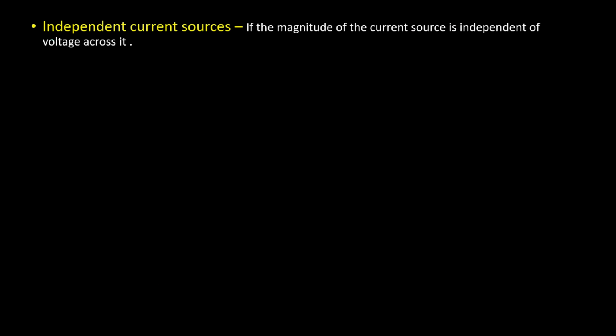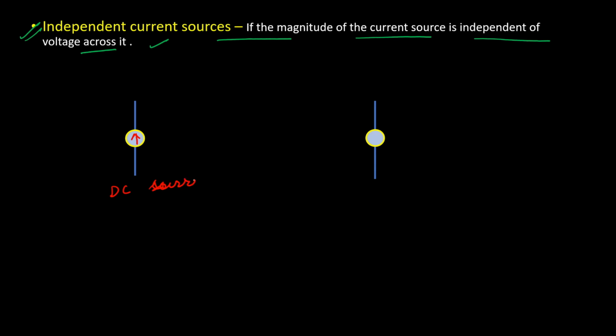Next one we have is your independent current sources. If the magnitude of the current source is independent of the voltage across it, then we can term it as an independent current source. If the magnitude of the current source remains constant with respect to time and is not changing, then we can term it as a DC current source, and it is shown in the figure. Here I_S does not depend upon the terminal voltage.